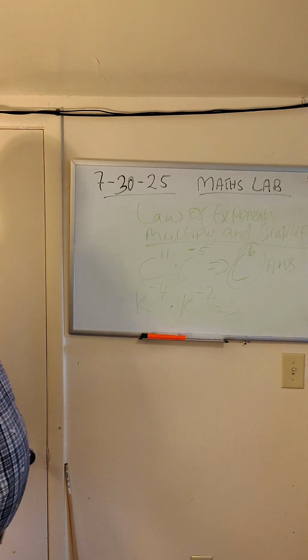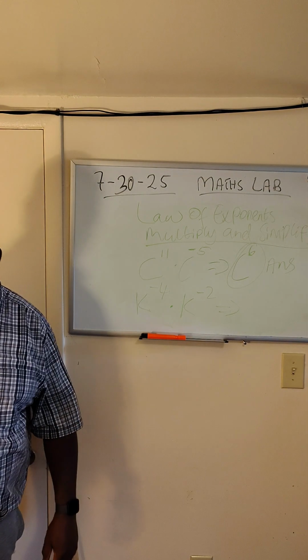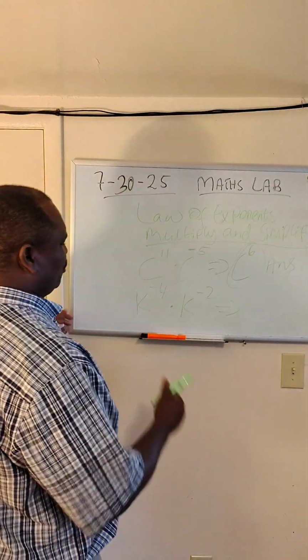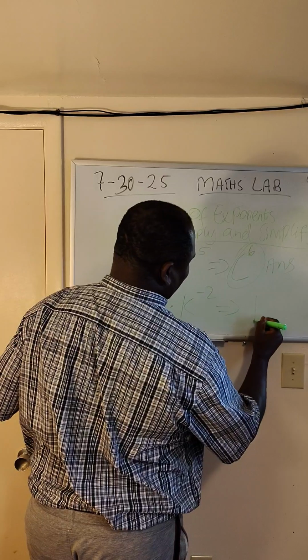So how do we do that? We look at what we have. That's tricky, but not so tricky, because obviously there's a k there. It's like 1 times 1 is 1. So we have k times k is k.